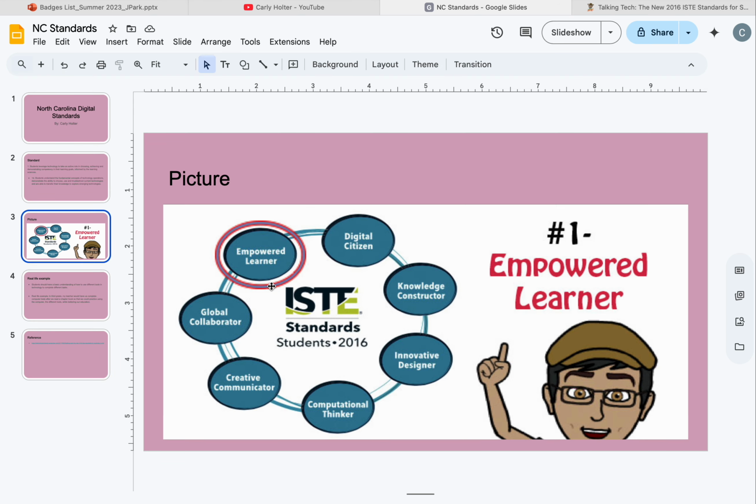But I thought this was perfect to put because it explains creative communicator, global collaborator, empowered learner, digital citizen, knowledge constructor, innovative designer, and computational thinker, which I think is perfect for this standard and this class when we're talking about using different digital technologies.